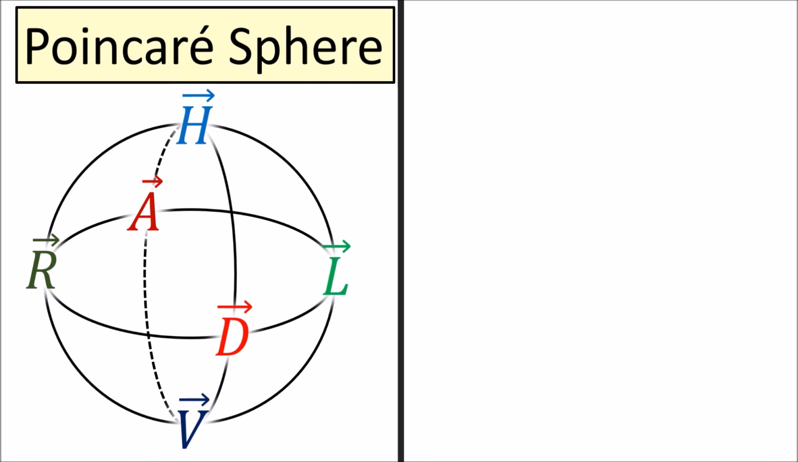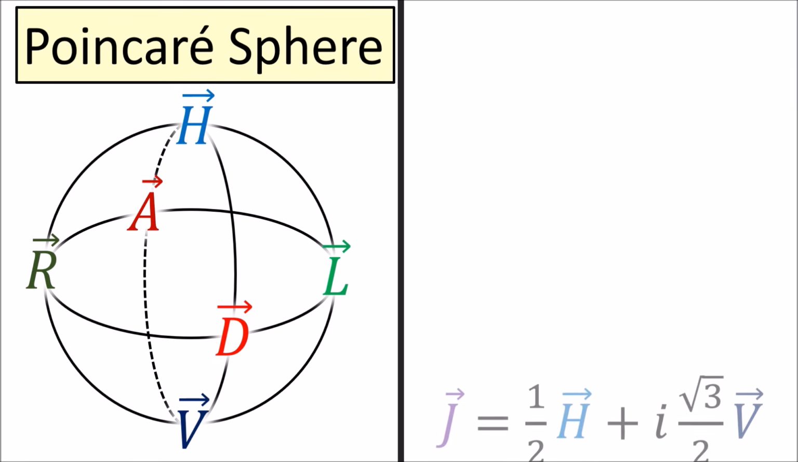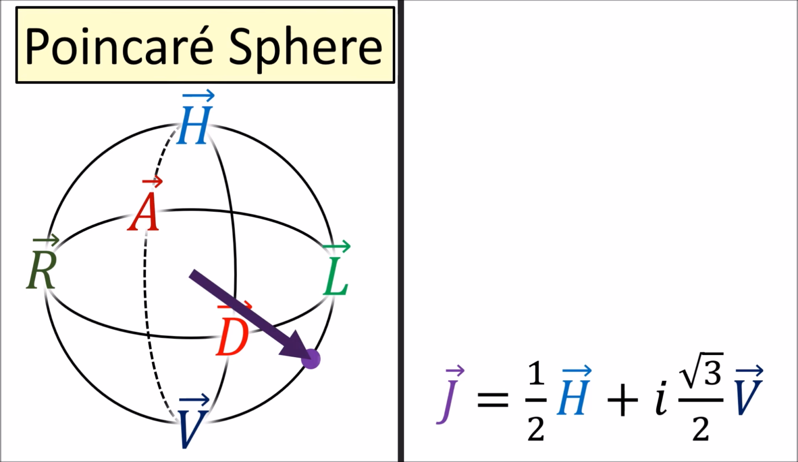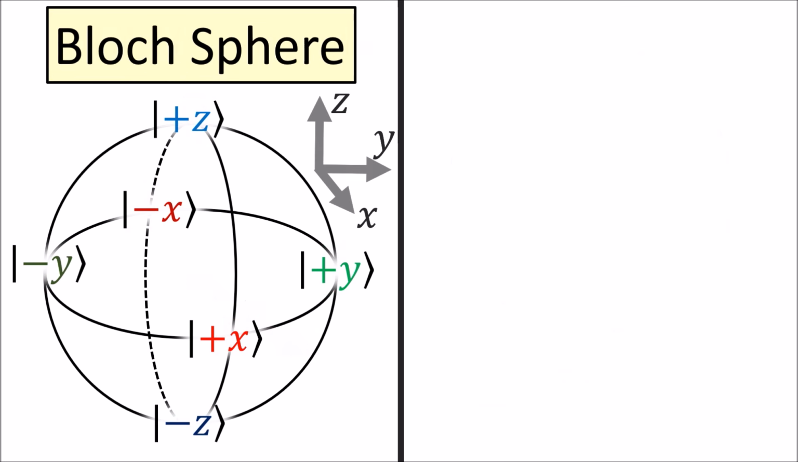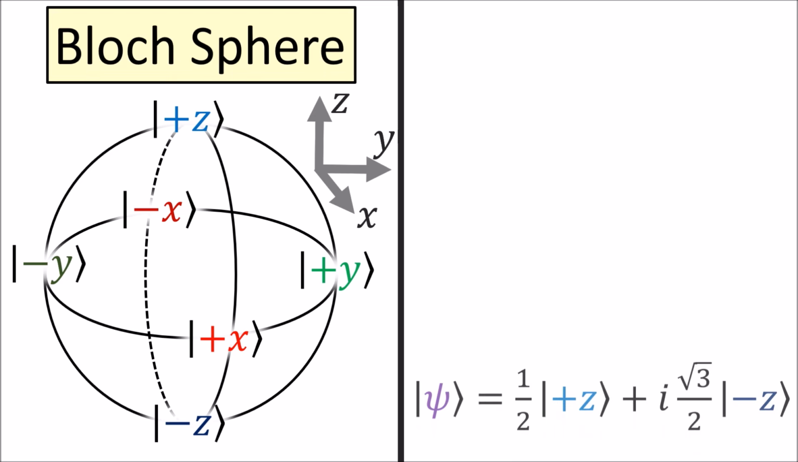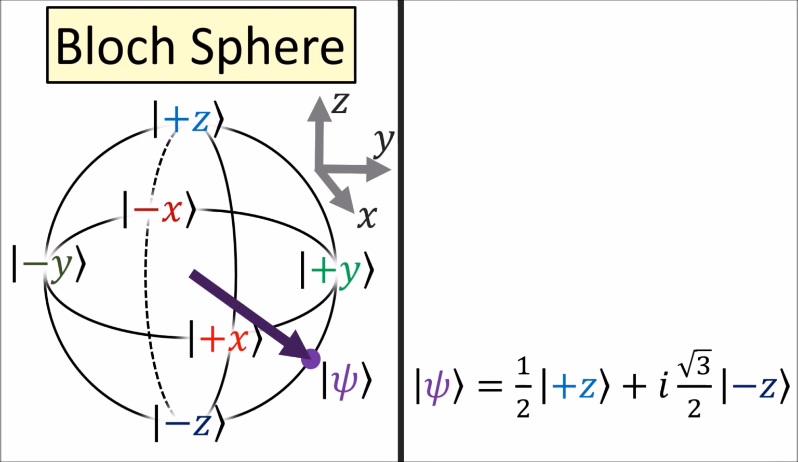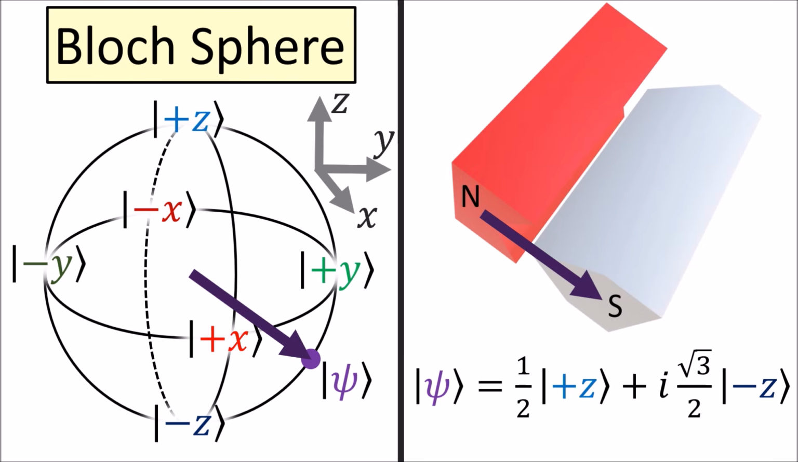With light wave polarizations, we could mix the polarizations together in various ways to get any polarization on this sphere, including elliptical polarizations. Similarly, we can mix the quantum states in various superpositions to give any state on this sphere. These correspond to states associated with SG experiments that are aligned at arbitrary directions in space.